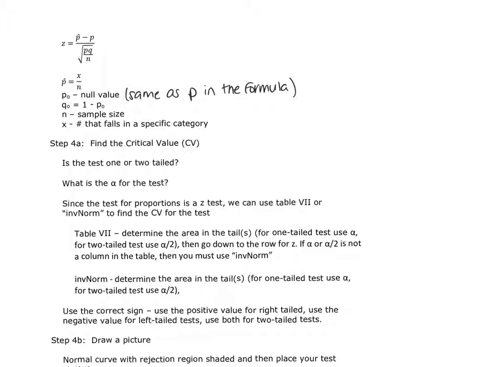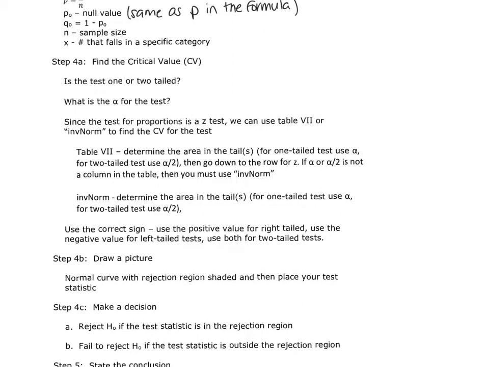Step 4, you're going to find a critical value. This is going to be based on whether or not the test is one-tailed or two-tailed, knowing the value of alpha, and then using inverse norm to find the critical value for the test. You do have the option of using table 7. However, in this video, I'm going to emphasize inverse norm. Make sure that depending on the test, you use the right sign. We're going to use a positive critical value for right-tailed. The critical value will be negative for left-tailed tests, and you're going to have both positive and negative critical values if it's a two-tailed test.